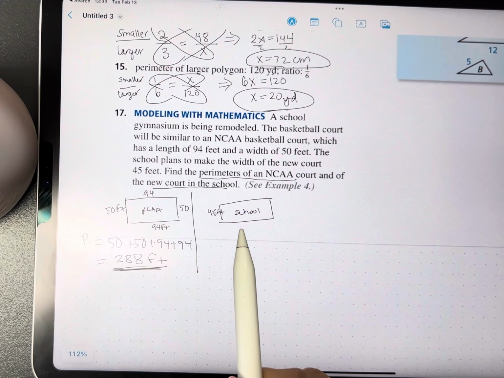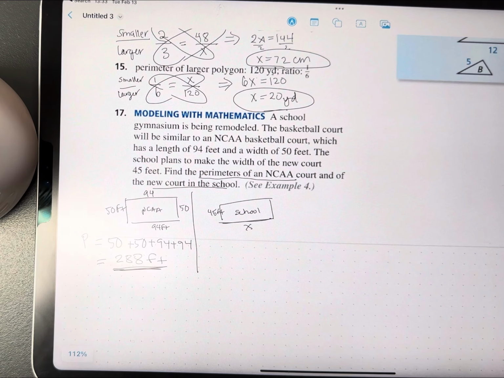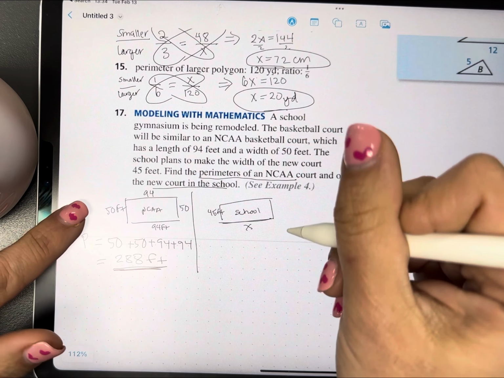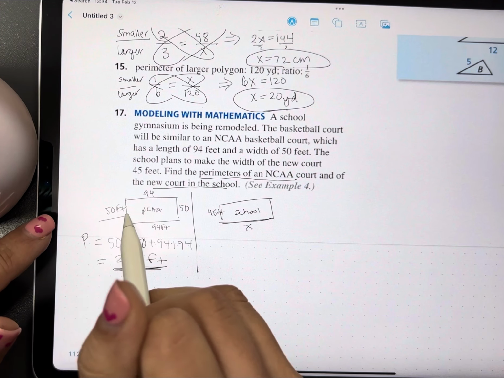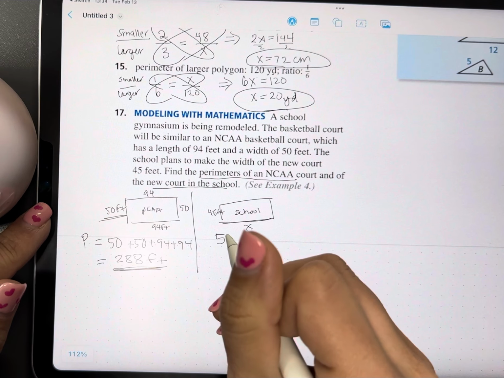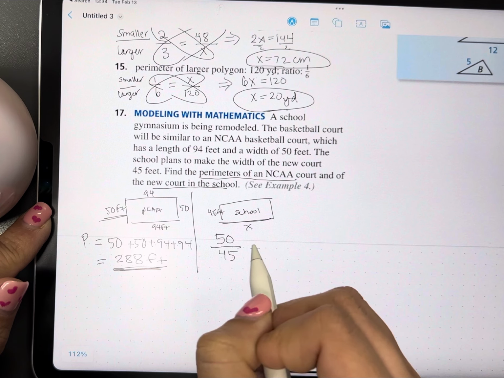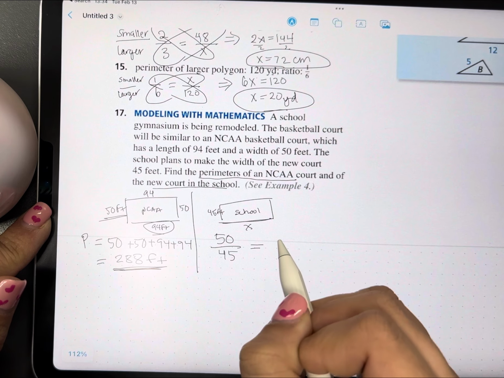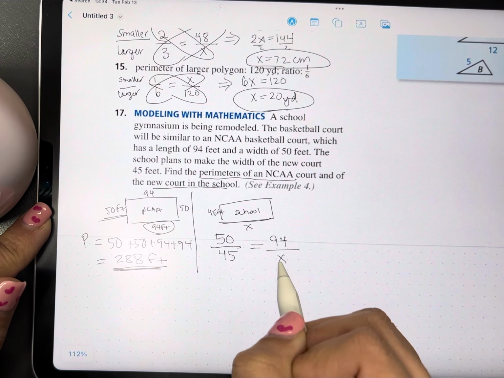Now over here, I'm running into trouble because I don't know this right here. Unknown. So I've got to set up a proportion to solve it. I'm going to say 50 over 45 equals 94 over x, and I'll solve.